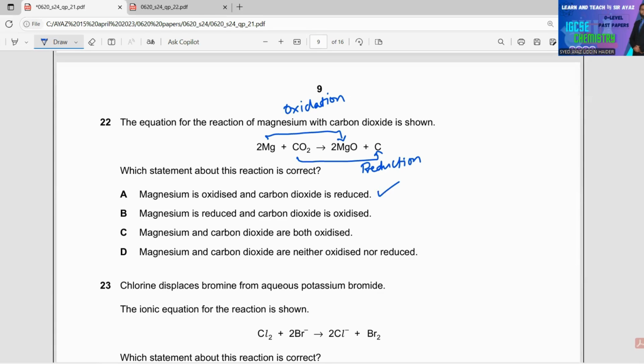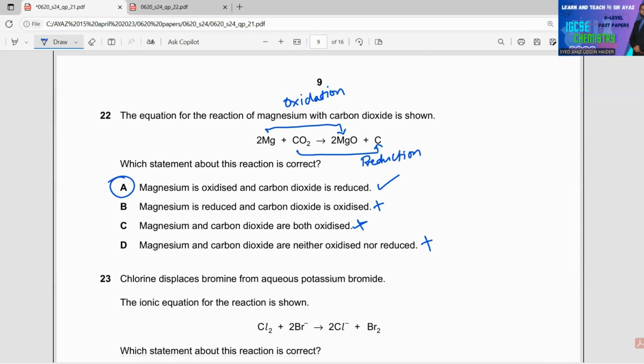For your convenience, I am reading the other statements. B, magnesium is reduced and carbon dioxide is oxidized. This is incorrect. C, magnesium and carbon dioxide are both oxidized. This is also incorrect. D, magnesium and carbon dioxide are neither oxidized nor reduced. This is also incorrect. So A must be the right answer in this case.